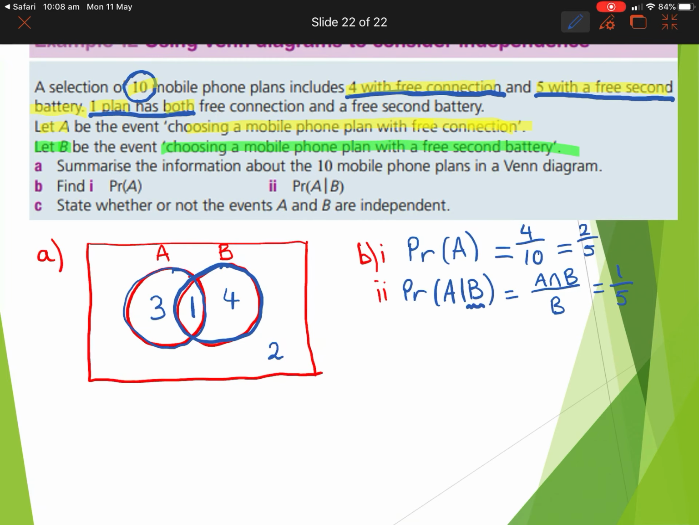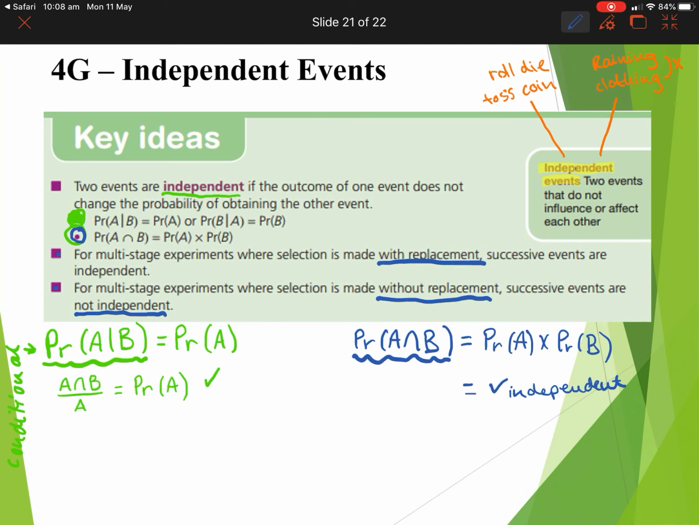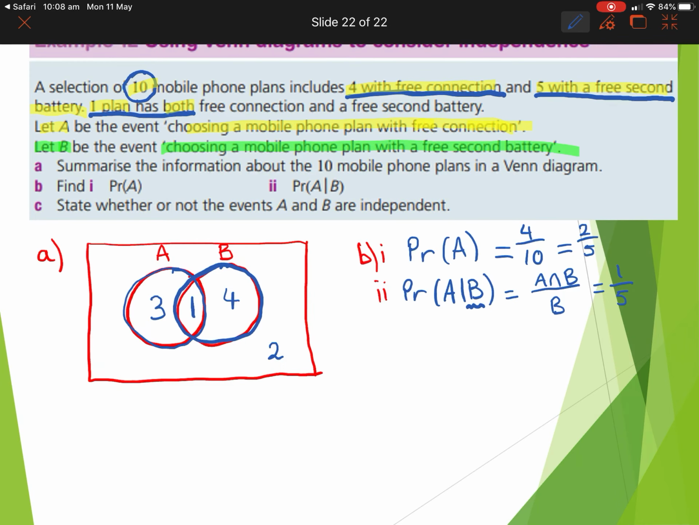Okay, now according to this little one here, it says that the probability of A given that B has occurred should equal the probability of A. So what C is asking us, it says state whether or not the events A and B are independent. So the probability of A is 2/5. The probability of A given that B happened is 1/5. Are they the same number? No, they're not. They are not equal.